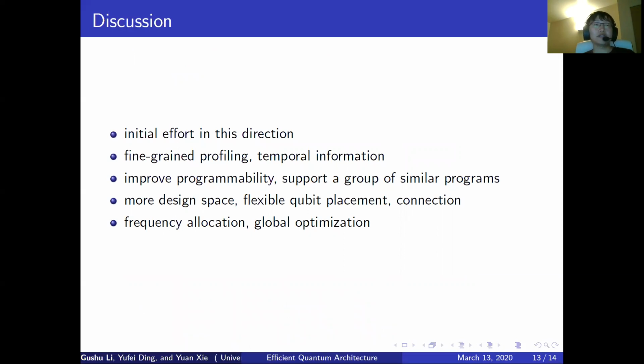One important limitation is that our design flow only supports one program each time per architecture. So there's a bad programmability. In the future, we hope to add some programmability and support a group of similar applications. And also, the design space exploration is still limited, and we hope to explore more flexible qubit placement and connection in the future. We also hope to figure out whether it is possible to perform global optimization for the frequency allocation. That's all for my talk.